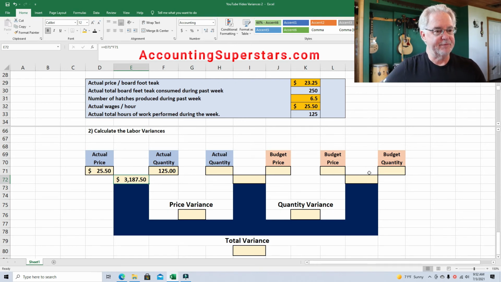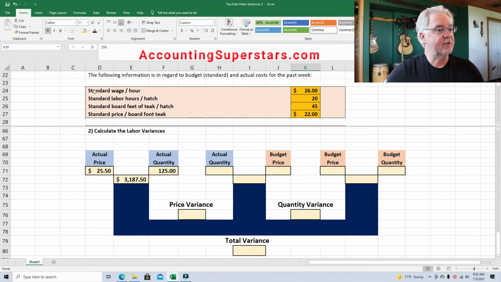Let's go over here to the budget. I'm going to highlight these just so we know we use the numbers. And we used the actual board feet of teak wood too in the other example. All right, so let's see what the budget has to say.